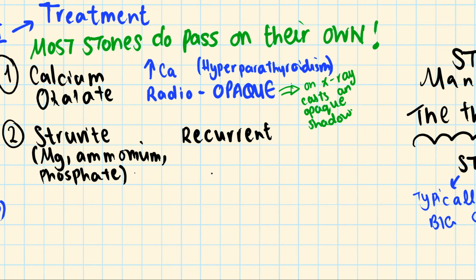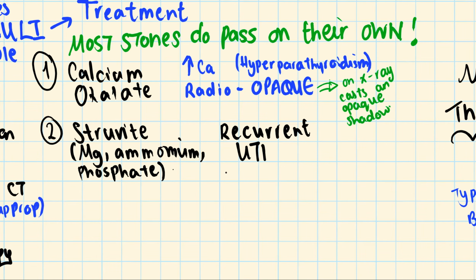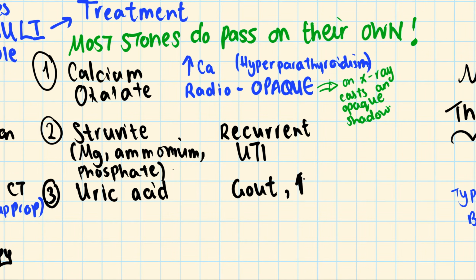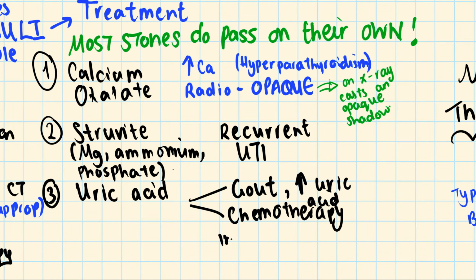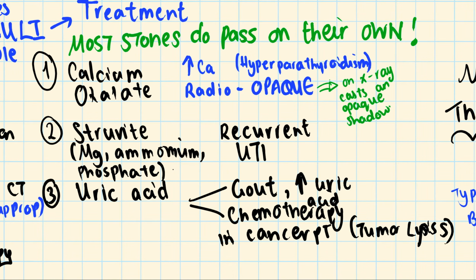So calcium oxalate stones occur in the presence of elevated levels of calcium. Struvite stones then occur when the patient has recurrent UTIs. So you need to be aware of this. Whenever the patient comes with recurrent UTIs, they are at increased risk for developing these struvite stones. Third stone, uric acid. This is when you have high uric acid, such as in gout, and this high uric acid can also be present when patients with cancer are undergoing chemotherapy and tumor lysis syndrome as well.